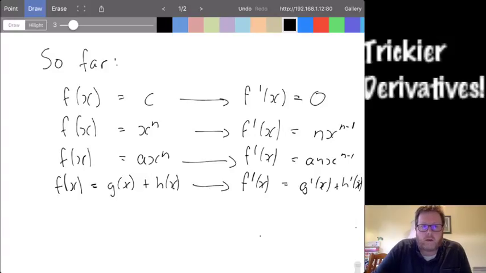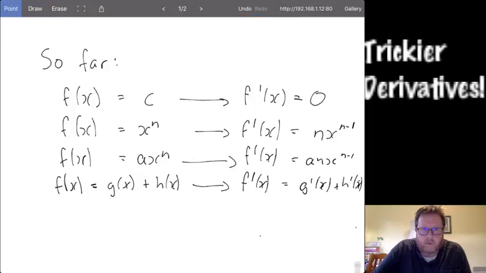Hello, so we're going to continue our journey through the wonderful world of wacky derivatives. Now, the story so far, as you can see on the screen here, is that we've got the following derivative rules. If f of x is equal to a constant number, so this is a number with no variables in it, then the derivative of the function is 0. If the function is x to the power of n, so x raised to a power, then the derivative is n times x to the power of n minus 1. So we take 1 away from the power, and then the original power is multiplied at the start.